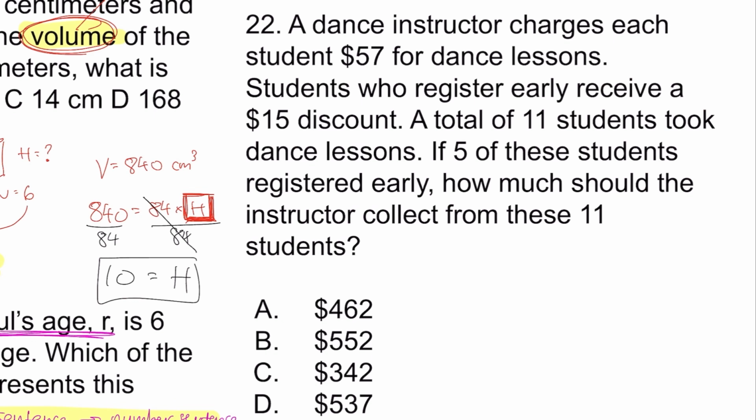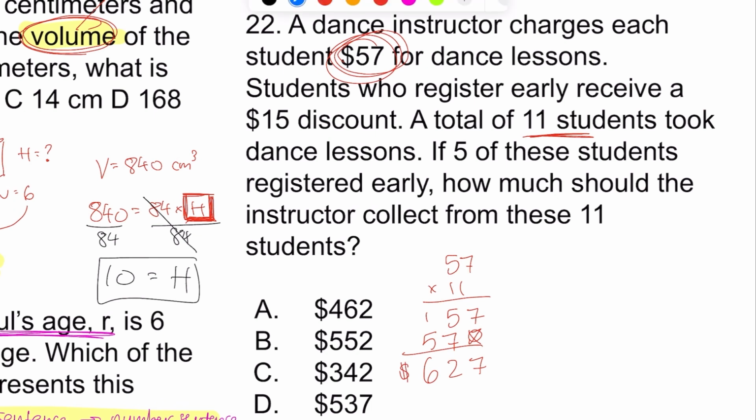So here, you have to figure out, normally they cost $57, and you have 11 students total. So that would be 57 times 11. So when you multiply, you get $627. But some of them registered early, and when you register early, you have a $15 discount.